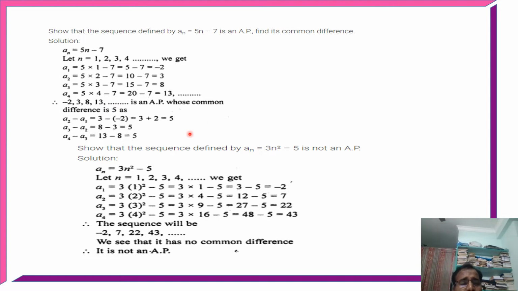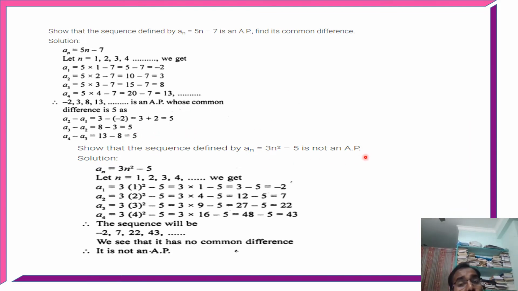Let us check whether it is an AP or not. In each case, we find the difference between the preceding term and its successive term. If the common difference is the same in each case, it is an AP. If the common difference is not the same, it is not an AP. a2 minus a1 is 3 minus of minus 2, 3 plus 2, 5. a3 minus a2 is 8 minus 3, which is 5. a4 minus a3 is 13 minus 8, 5. So in all these three cases, the common difference is fixed. So it is an AP.